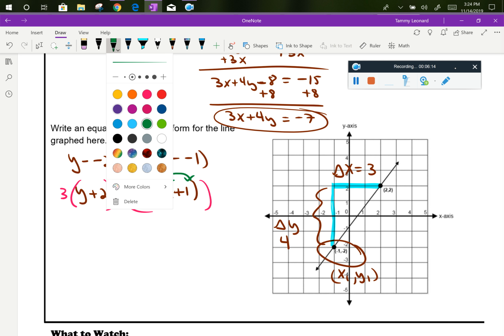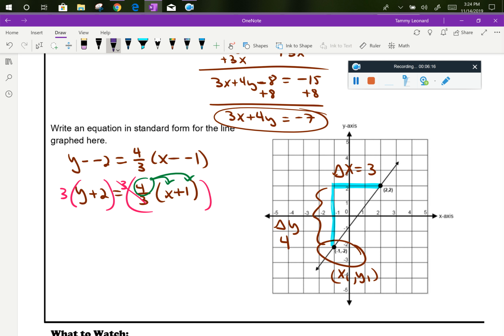Oh, I lost my color. I guess I'll continue in purple. So here I have a distribution, 3y plus 6 equals, over here I have 4x plus 4.